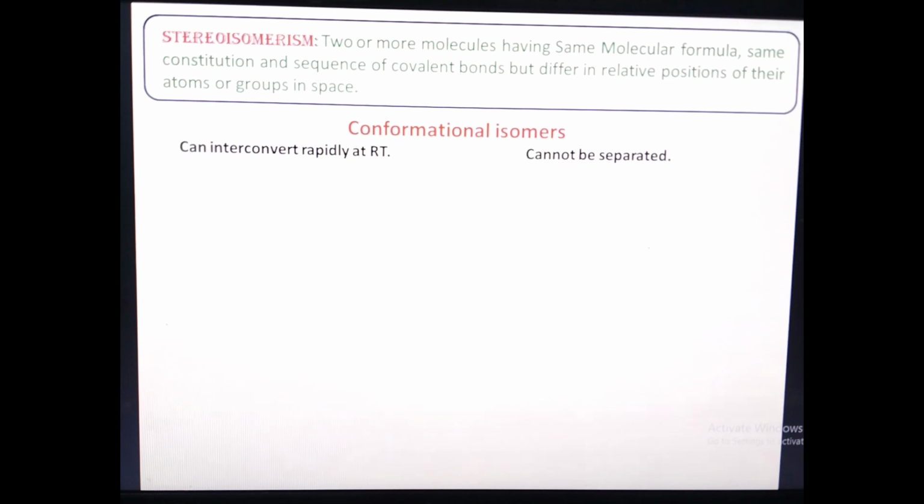Because of the interconvertibility of the two isomers or the two molecules, these cannot be separated, meaning you cannot isolate these isomers. Again, the conformational isomers are subdivided into two. First one is rotation about carbon-carbon single bonds and the second one is amine inversion. First we shall discuss rotation about the carbon-carbon single bond.